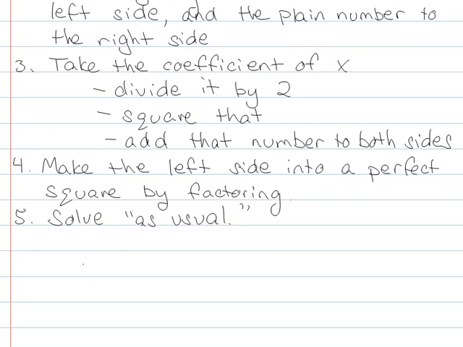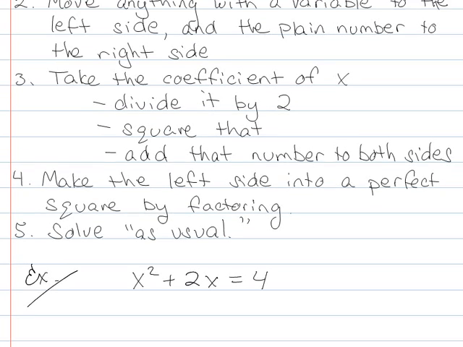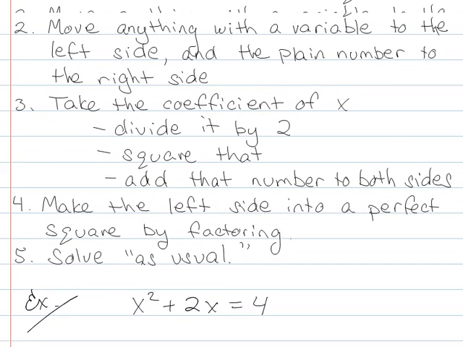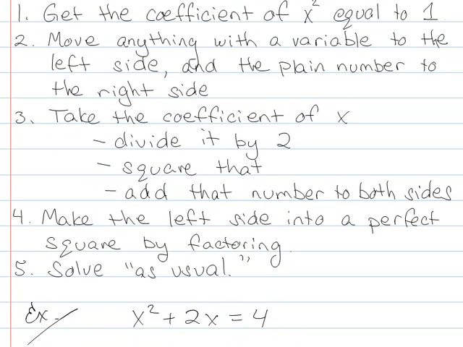All right. So let's try x squared plus 2x is equal to 4. Okay, the first step says, get the coefficient of x squared equal to 1. The coefficient, remember, is the number in front of the x squared. Right now it's already 1. That means there's nothing in front of the x squared except blank space. Okay, move anything with a variable to the left side and a plain number to the right side. That's already done for us as well.